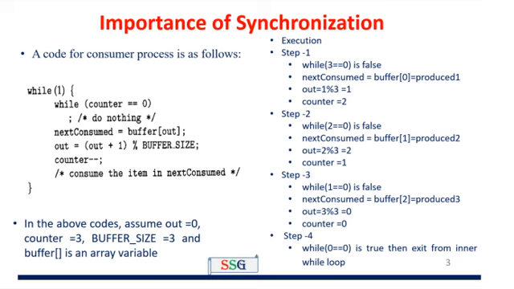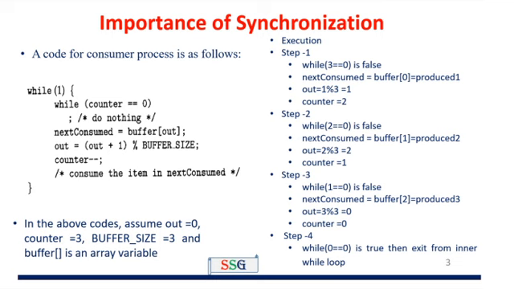Out equal to 1 modulus 3. That is, out equal to out plus 1, that is 0 plus 1, 1 modulus 3 returns 1, then counter minus minus, that is 3 minus 1 equals 2. Again, second step: while 2 equal to 0, again the condition is false, next consumed equal to buffer of out. Here the out value equals 1, that is the consumer consumed the second item produced by the producer, that is produced 2 is consumed. Next out equal to 1 plus 1, 2 modulus 3 returns the value 2. Next again counter minus minus, that is counter value equals 1.